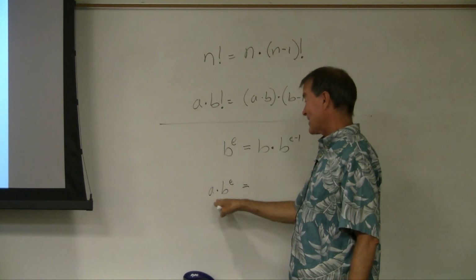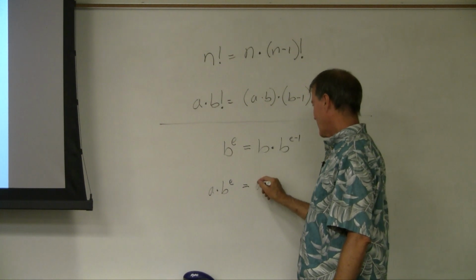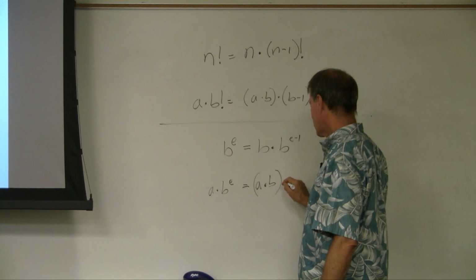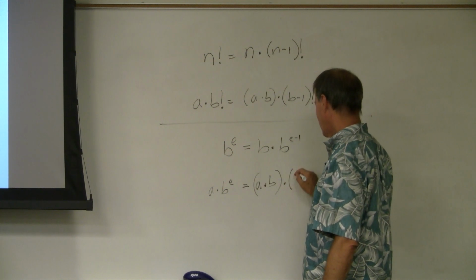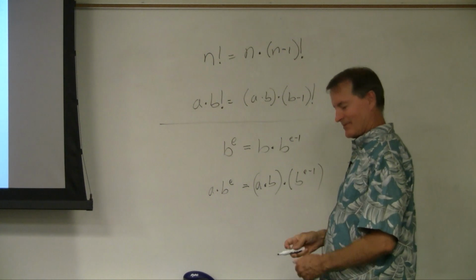So now you see we have an a and a b and an e. So now what is this? This is a times b times what? B to the e minus 1. And now this one is tail recursive.